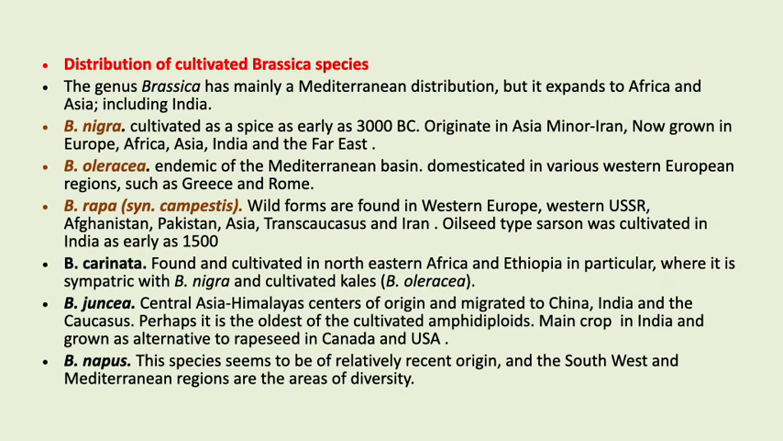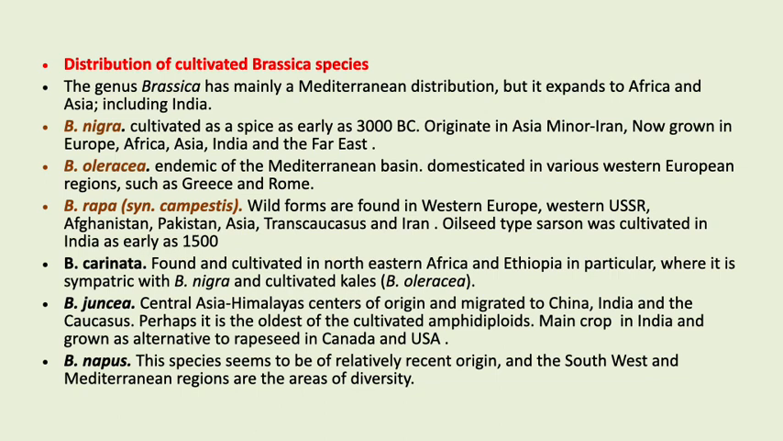Brassica rapa, synonymous with campestris. Wild forms are found in Western Europe, Western USSR, Afghanistan, Pakistan, Asia, Trans-Caucasus, and Iran. Oilseed type sarson was cultivated in India as early as 1500 BC. Brassica carinata is found and cultivated in northeastern Africa and Ethiopia in particular, where it is sympatric with Brassica nigra and cultivated kales, that is Brassica oleracea.